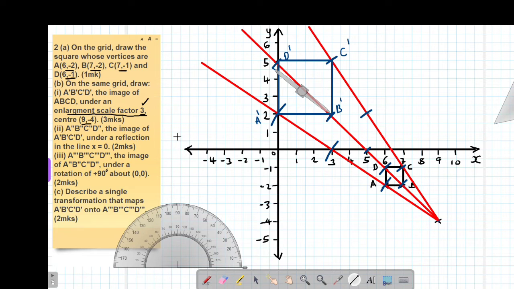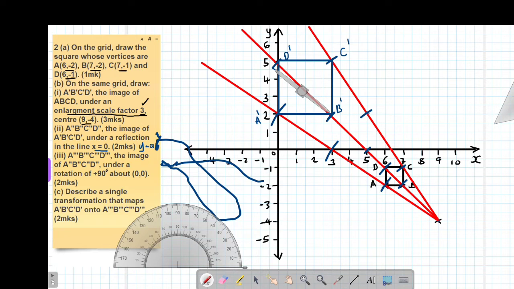Then we move to part Roman 2, whereby you are told that on the same axis, we need to also draw A prime prime, B prime prime, C prime prime, D prime prime, the image of A prime, B prime, C prime, D prime, under a reflection through the line x equals 0. Now remember that line x equals 0 is also called the y-axis. So we need to reflect it along the y-axis. So that is what we are calling line x equals 0. So I need to reflect it through the y-axis.